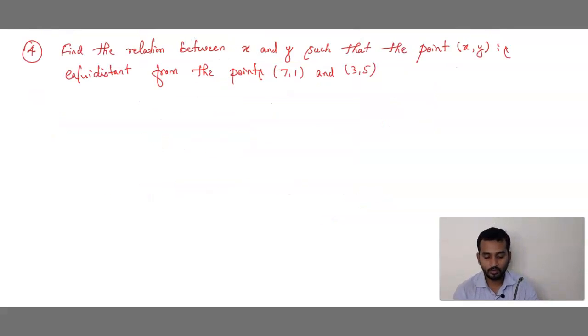This is question number 4. Find the relation between x and y such that the point x comma y is equidistant from the point 7 comma 1 and 3 comma 5. See children, in this what is it asking us to find? He is asking us to find the relation between x and y. And he has given the point, that is P of x comma y, which is equidistant. Again you can see here, this point is equidistant from the point 7 comma 1 and 3 comma 5.